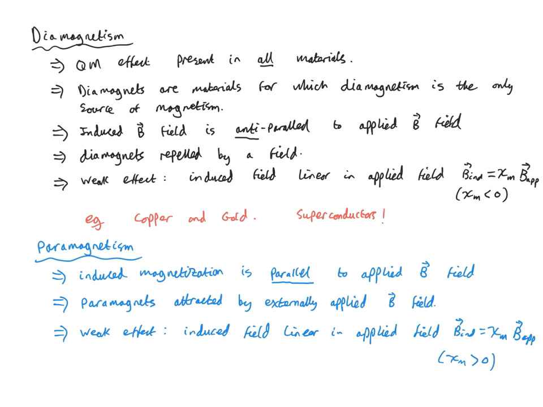Paramagnetism is generally, again, a weak effect, and the strength of the paramagnetism is typically linear in the applied field. So in both diamagnets and paramagnets, we have linear materials where the induced field is linearly proportional to the applied field. The constant of proportionality is the magnetic susceptibility, chi-m. In diamagnets, this is negative. In paramagnets, this is positive. Classic examples of paramagnets would be platinum and aluminium.